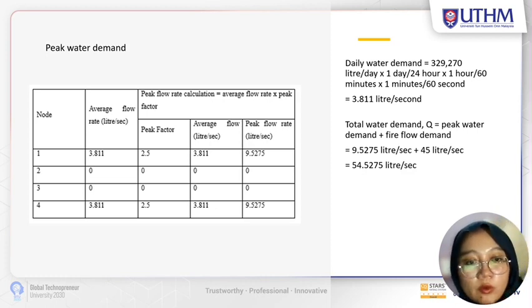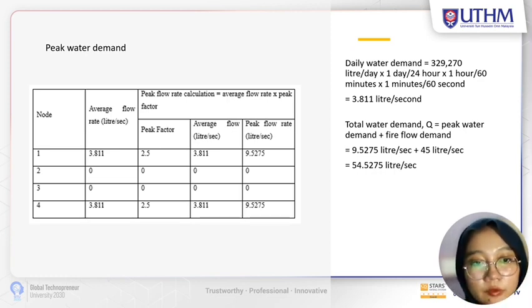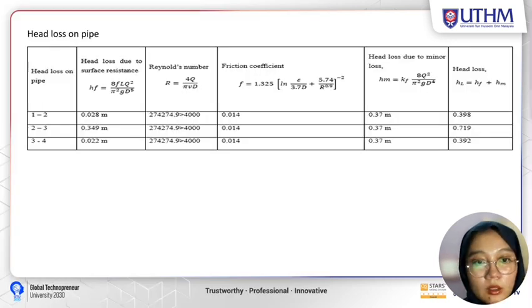As for peak water demand, it is divided by nodes. We have 4 nodes for our layout plan, and the average flow rate for node 1 and node 4 is 3.811, and the peak flow rate for node 1 and node 4 is 9.5275 liter per second. For the head loss on pipe, we have 3 pipes for this layout, which are 1 to 2, 2 to 3 and 3 to 4.